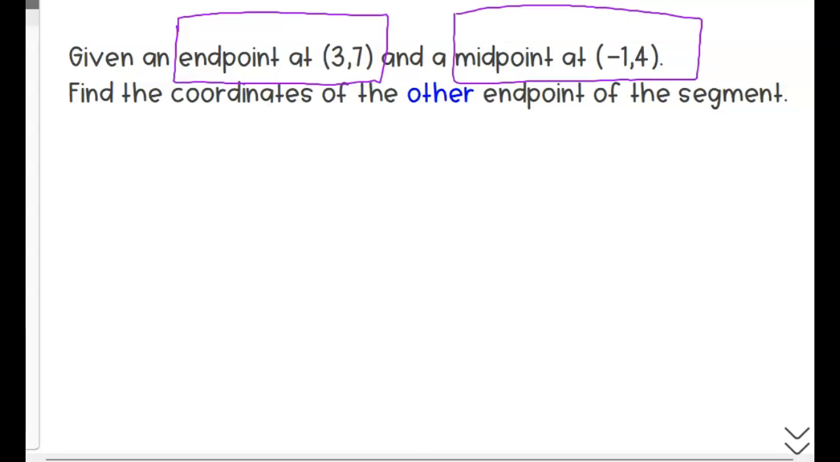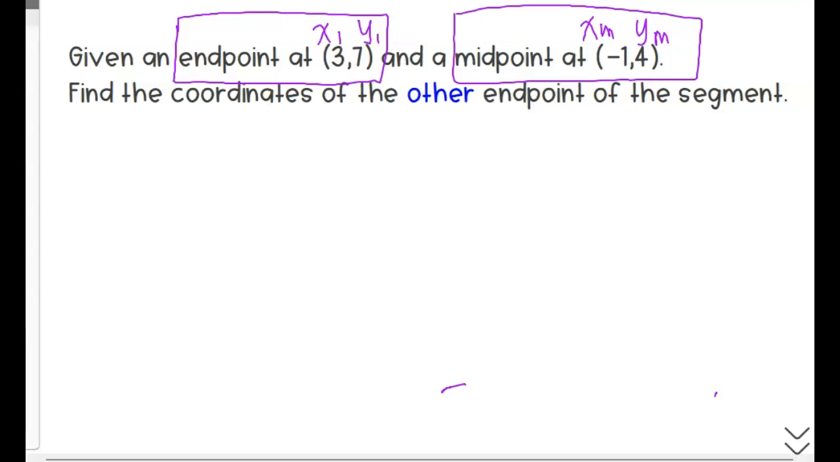Okay, so from the formula, what would I label 3, 7 as? xm, x1, or x2? x1. And what would be 7? y1. Good. Okay. And now this is the midpoint, so what would that label be? xm. And 4, ym. So let's use the formula that you just wrote.